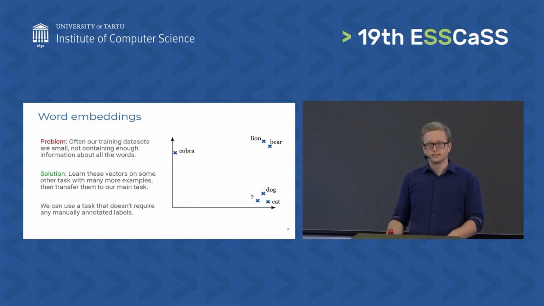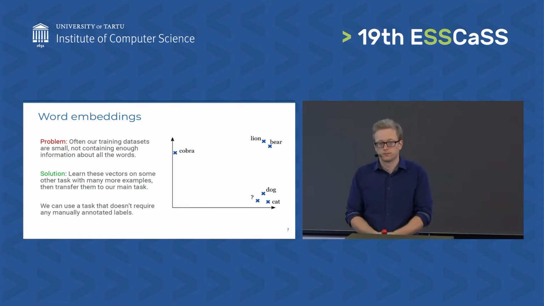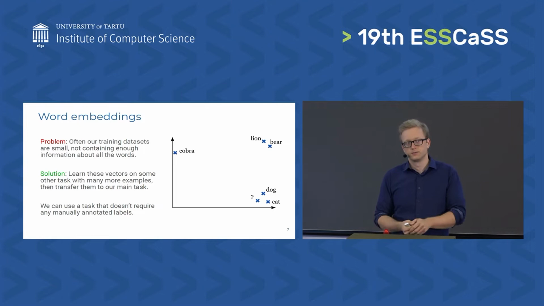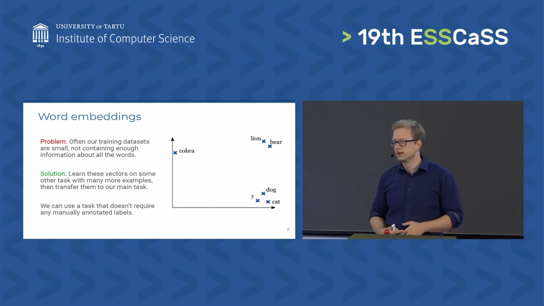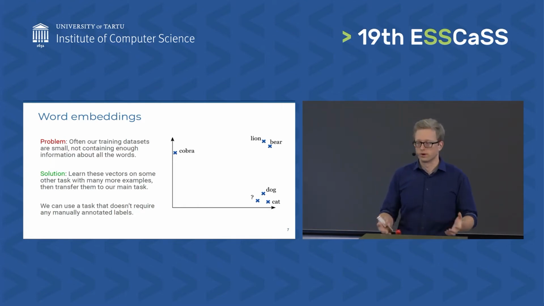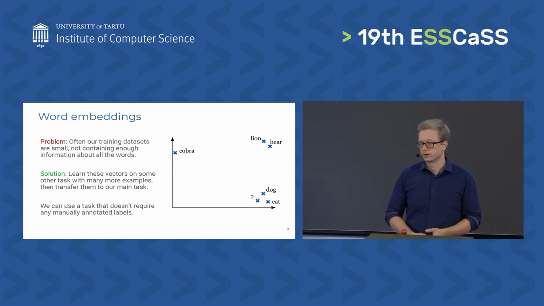One problem with this is that we usually don't have enough training data for this kind of task. If we're training for a particular supervised task, then labeled data sets are normally quite small, and they won't contain all the words in all the possible combinations. Some of the words only occur 1 or 2 times. So we don't have enough data for learning good word representations.